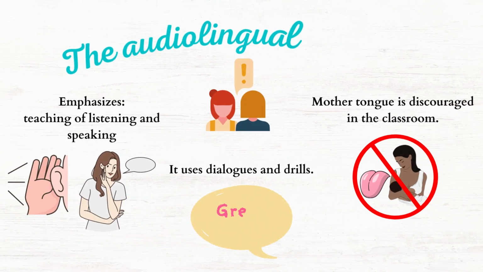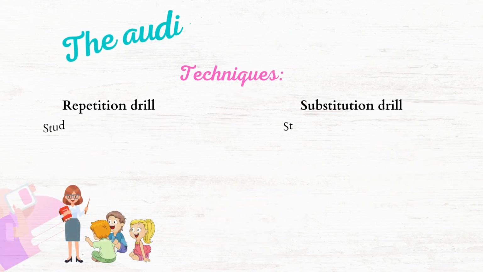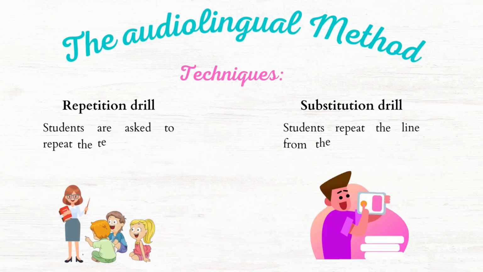The audiolingual method. The audiolingual method is a method of foreign language teaching which emphasizes the teaching of listening and speaking before reading and writing. It uses dialogues as the main form of language presentation and drills as the main training techniques. Mother tongue is discouraged in the classroom. The techniques in this method are the following.